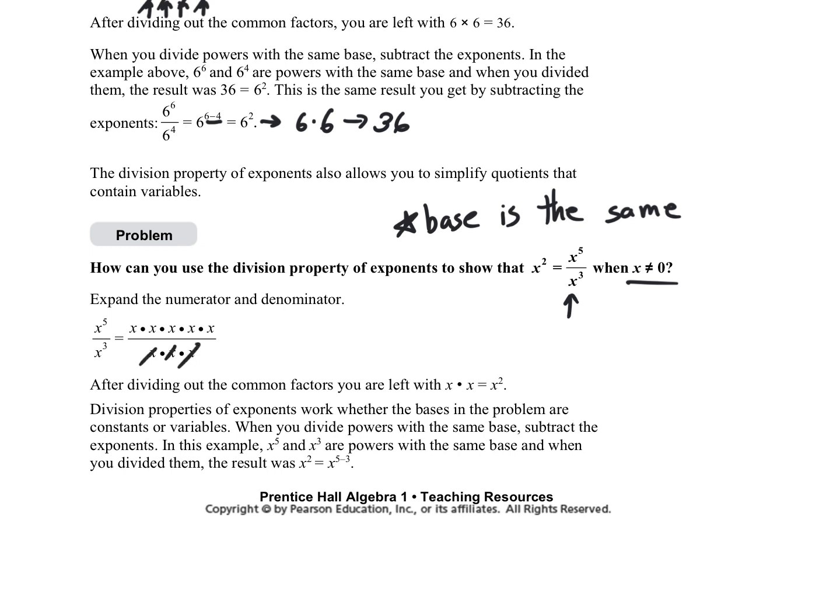Notice we can cancel out the 3 x's on the bottom and 3 on the top, and we're left with just 2 x's, which is exactly what we have right here. So the division property of exponents works whether the bases in the problem are constants or variables. When you divide powers with the same base, key, same base, you can subtract the exponents. In the example, x to the 5th and x to the 3rd are powers with the same base, and you divide them to get x to the 2nd.